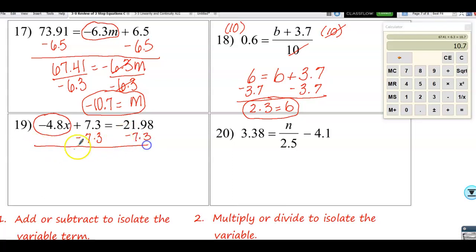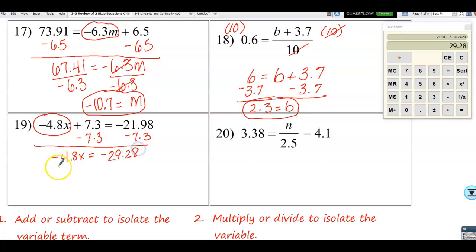All right, on the left, we only have negative 4.8x. On the right, we have these two are both negative, so this is going to make a bigger negative. So really what it is, it's going to be negative 21.98 plus 7.3 equals 29.28. And it's negative because it was a negative plus a negative, 29.28.